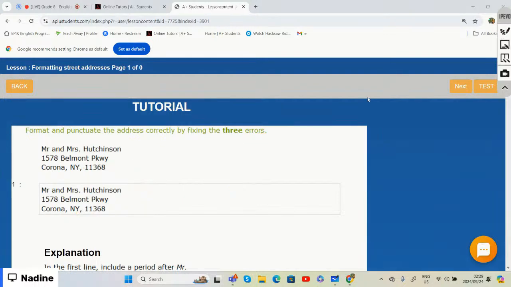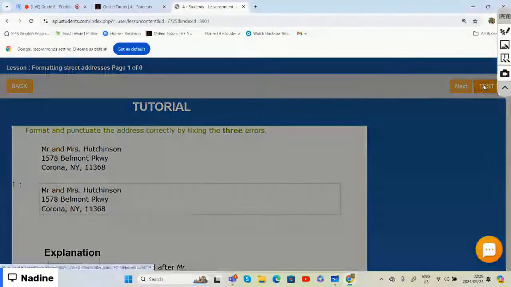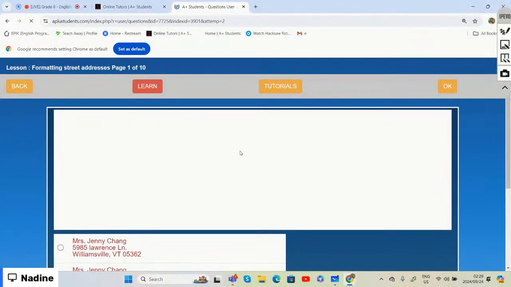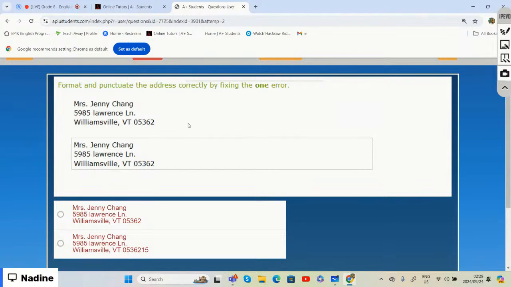All right, so now we're going to our test. Formatting street addresses. And we're going to format and punctuate the address correctly by fixing one error. So we're basically going to be formatting and punctuating addresses correctly.